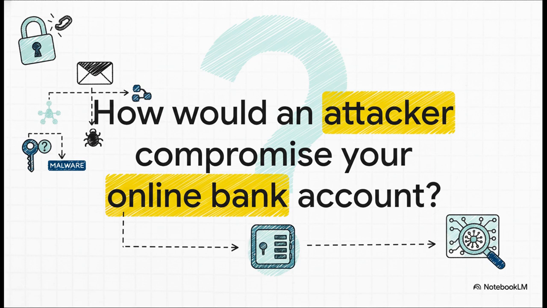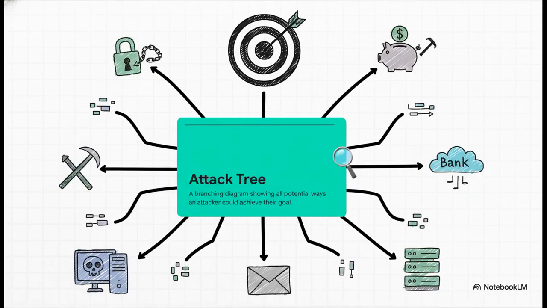This is exactly the kind of question security analysts wrestle with every day, and they've got a really cool structured way to figure it out. Their secret weapon for this is called an attack tree. It's an awesome tool. You put the attacker's main goal at the very top, the root of the tree, like get into the bank account. And then you start branching out, mapping every single possible path they could take there. It's like creating a roadmap of malice.